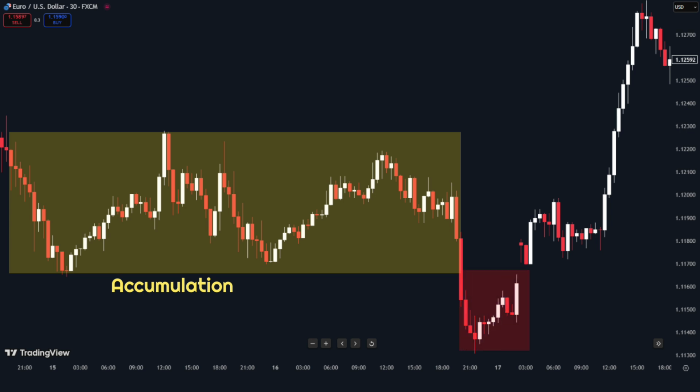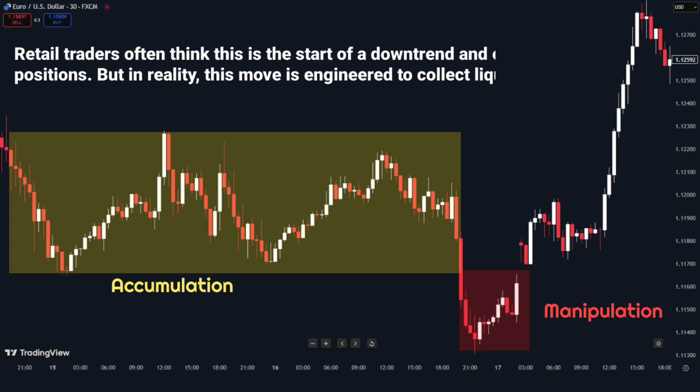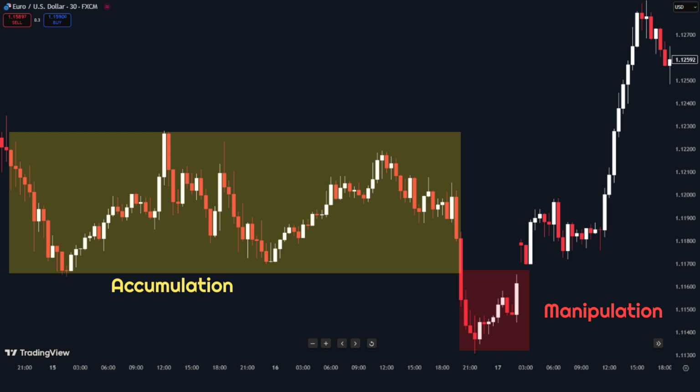Then comes the manipulation phase. Price sharply breaks down below the range, taking out liquidity beneath the lows. Retail traders often think this is the start of a downtrend and enter short positions. But in reality, this move is engineered to collect liquidity. Once the sweep is complete, price quickly re-enters the range. That confirms the breakout was false.